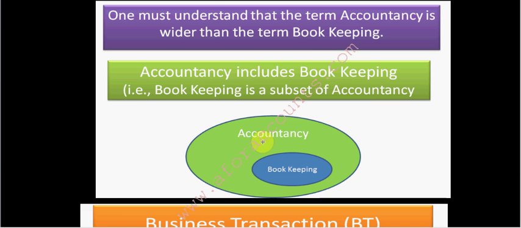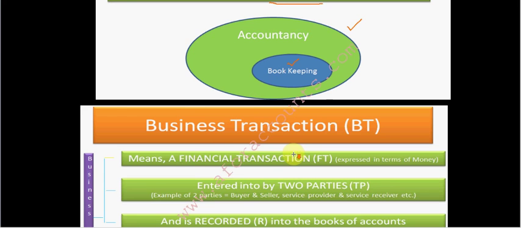Okay, one must understand that the term accountancy is wider than the term bookkeeping. That's true. Only one part of accountancy is bookkeeping. Bookkeeping is a smaller term and accountancy is a wider term. Accountancy includes bookkeeping, that is, bookkeeping is a subset of accountancy. You can see through this diagram that accountancy is a wider term than bookkeeping. Bookkeeping is actually included in accountancy.